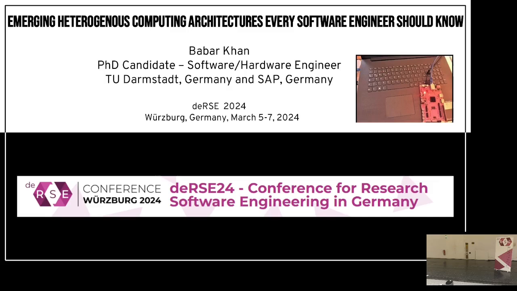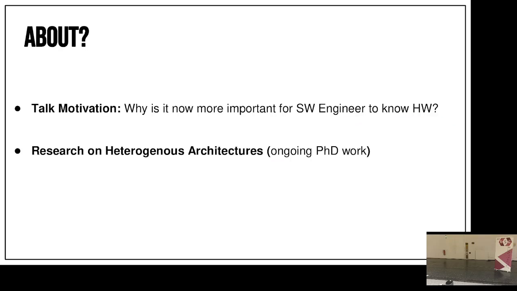Basically, the crux of the topic is that at the end, I just want to give this idea that every software engineer should know the new architectures, because that basically affects the performance benchmark and all that. So I'll start with the motivation. So two contents, basically what is the main motivation? Why is it now more important for a software engineer to know about the hardware?